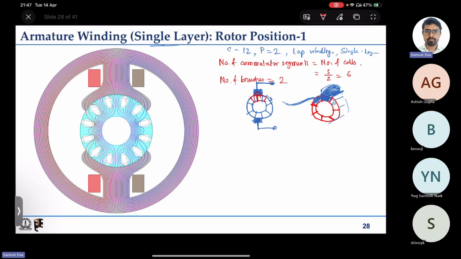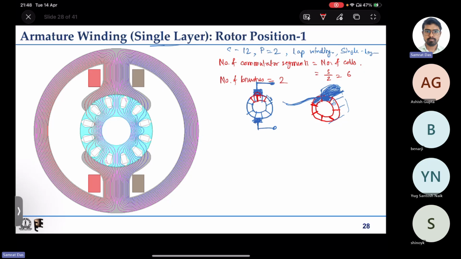And then we'll find out that the single layer winding, theoretically it can be discussed, but it is not actually practically realizable. Then we'll go for the double layer winding, and we'll discuss the same for that also. So let us get started.